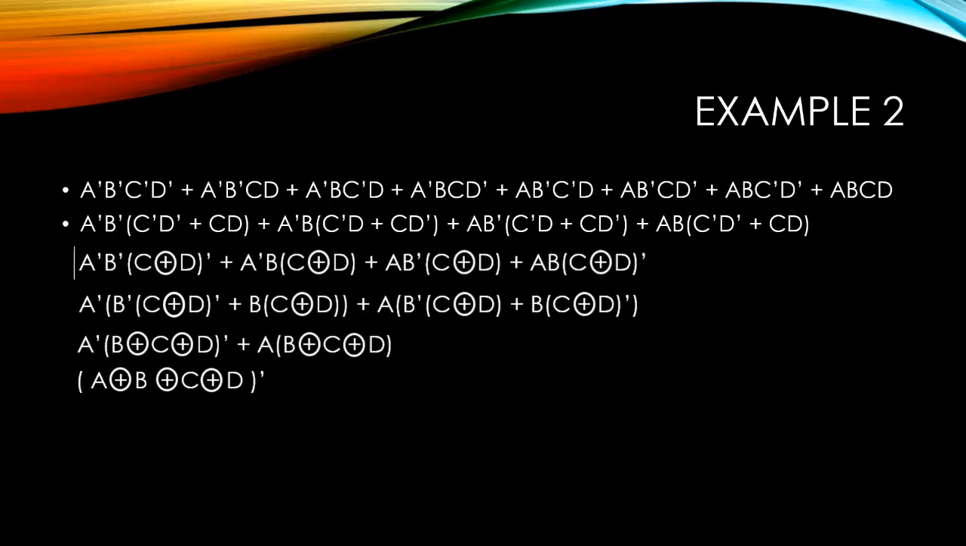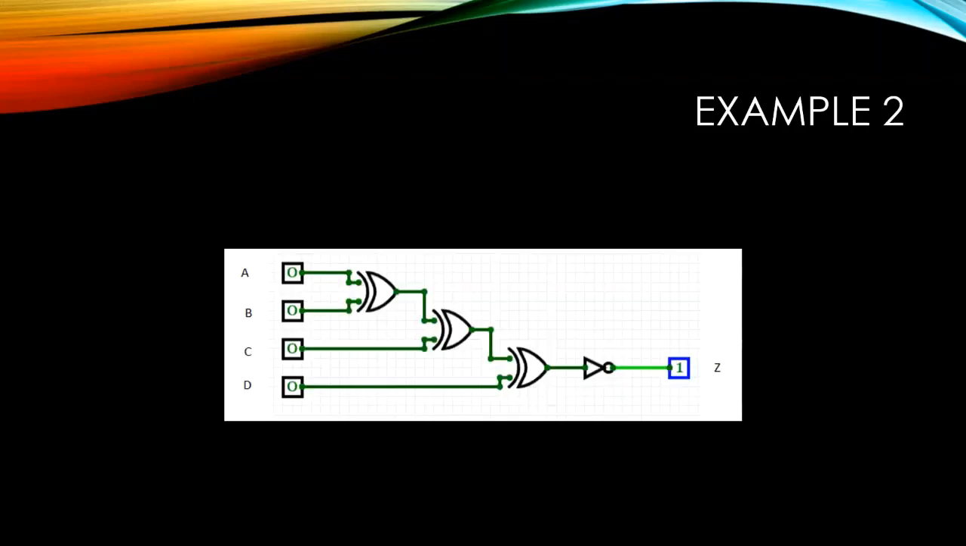So using the XNOR of A, B, C, D, this will be our equation. So it is more simplified compared with the original equation. Okay, so that's it for designing an equation.